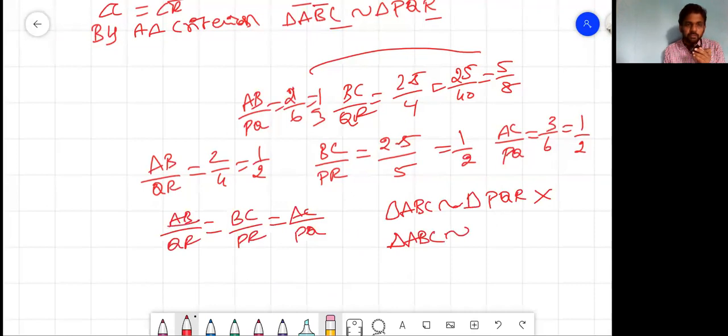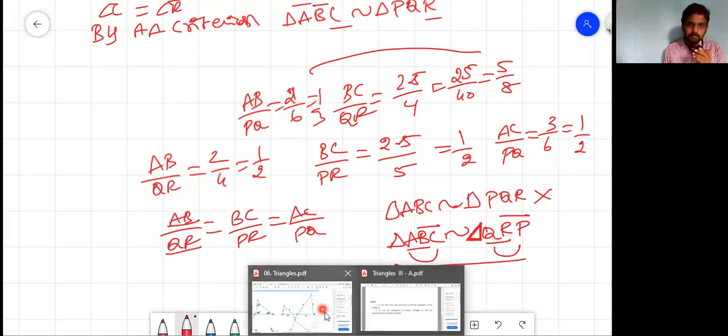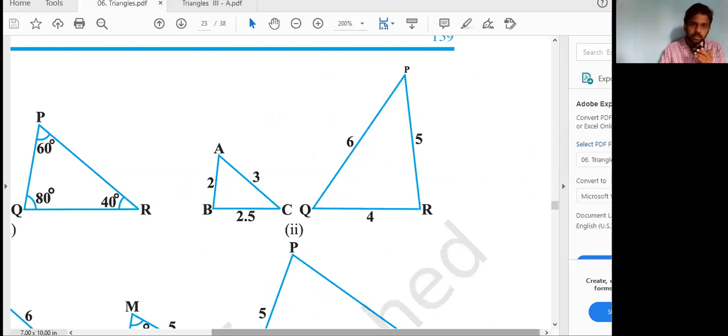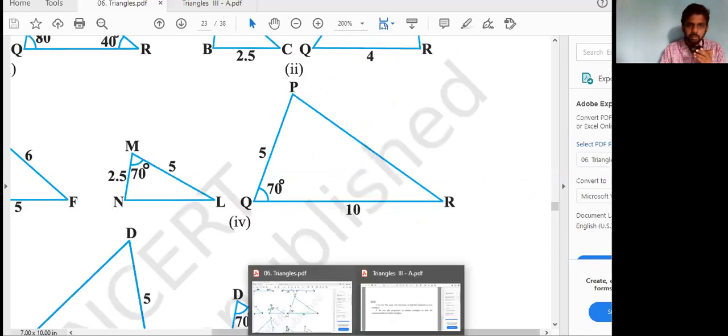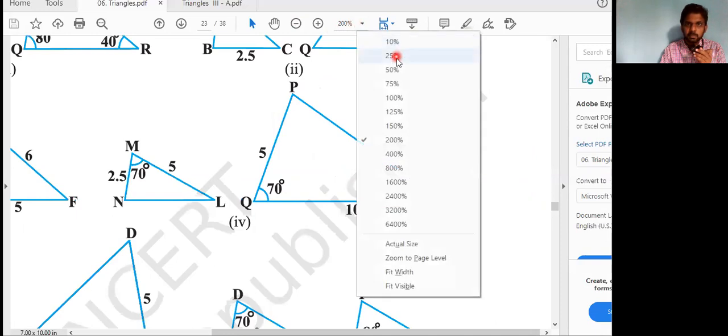So you have to take it in order, which means triangle ABC is similar to, what do you have for AB here? QR, right? So triangle QR, what is the remaining letter? P. So AB by QR should be equal to BC by RP should be equal to AC by QP. Right? So this is how you have to write the order. So try the other subdivisions in the problem.